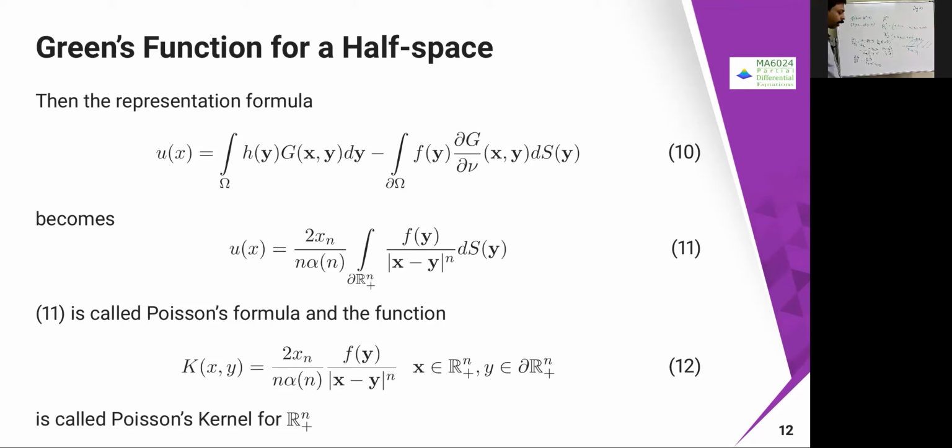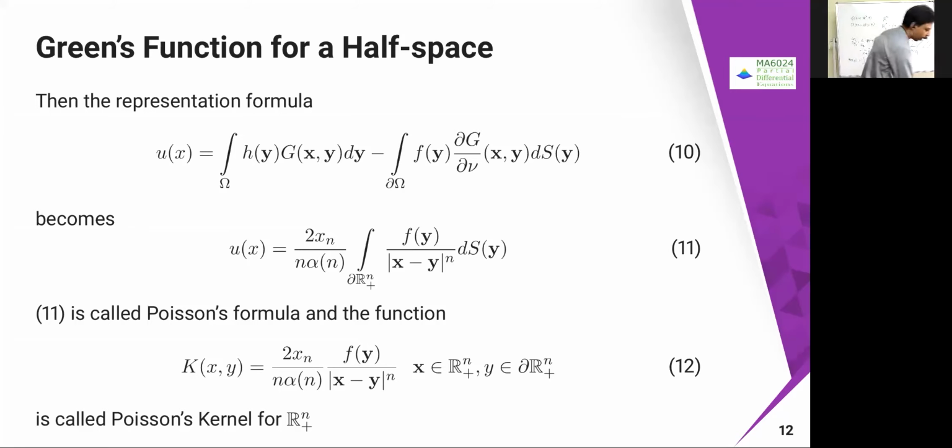Now what we have is that this u of x comma y is nothing but the Poisson formula for the Laplace equation, into f of y. This is called the Poisson formula for the Laplace equation. And this quantity is called Poisson's kernel. So this is called the Poisson formula, and this is called Poisson's kernel.